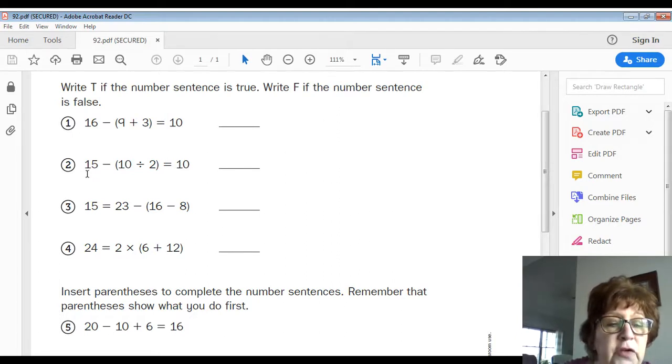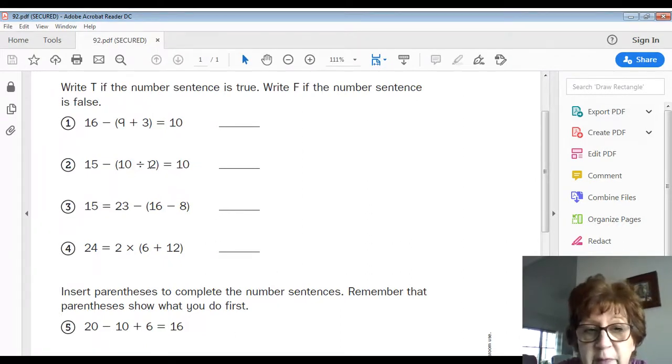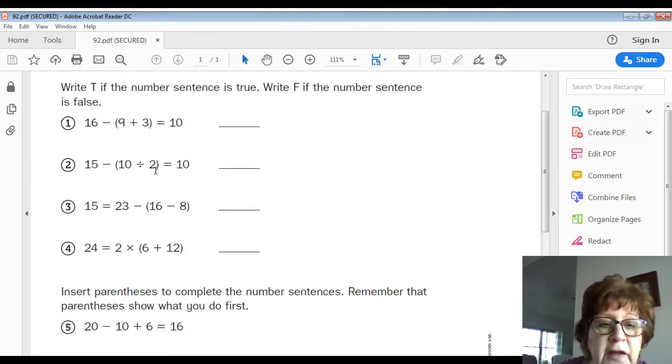Okay, let's look at number 2. 15 minus 10 divided by 2 equals 10. So if I do what's in parentheses first again, 10 divided by 2 is going to be 5. And 15 minus 5 equals 10. So the second one is true.